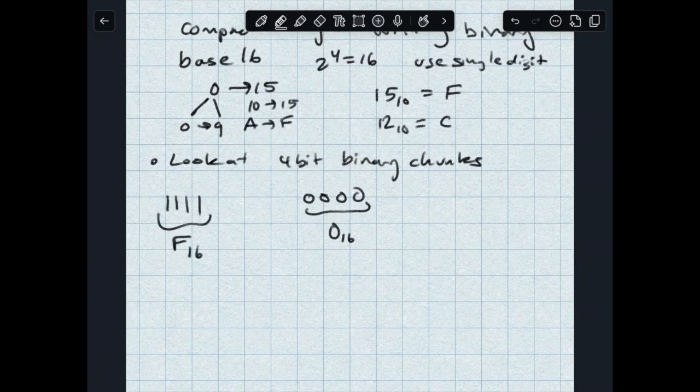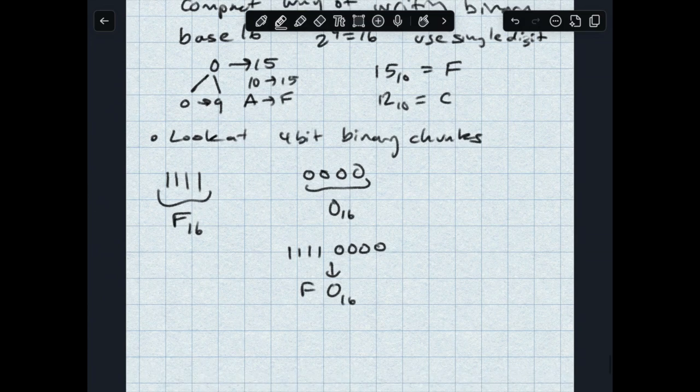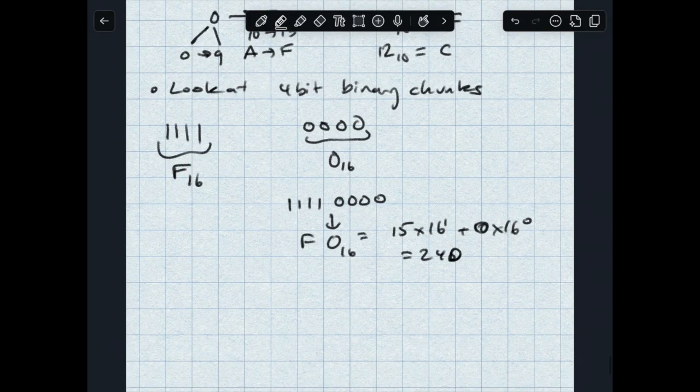And if I had an 8-bit number that's composed of those two, then the resulting hexadecimal would be F0 base 16. Working out how to get the decimal from this is similar to binary, so that would be equal to 15, that's what F is in decimal, times 16 to the 1, plus 0 times 16 to the 0. That's equal to 240.